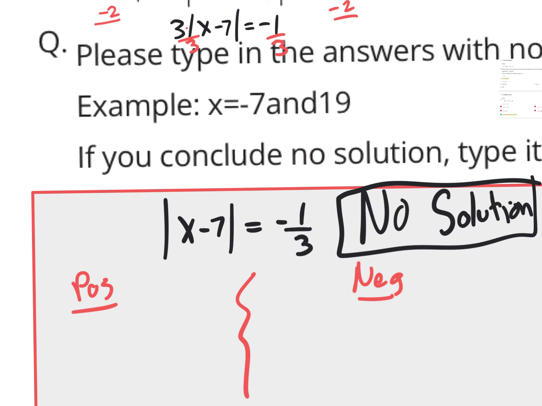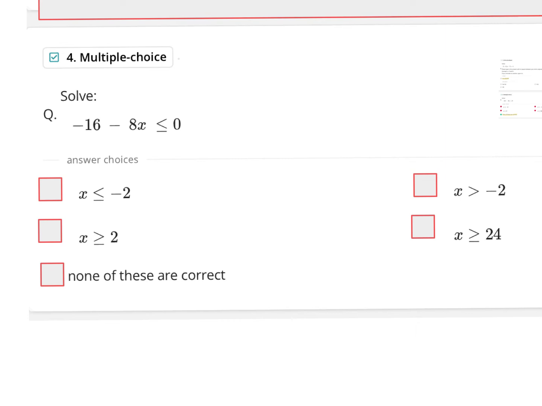Okay, moving on. Finally, we get to some multiple choice questions. This is no longer an absolute value equation. This is an inequality. And we solve inequalities exactly the way we solve equations. Like if you had an equal sign right here, what would you do? You want to get x by itself. Same thing here. The only difference is on your last step, if you multiply or divide by a negative, you have to flip that inequality symbol.